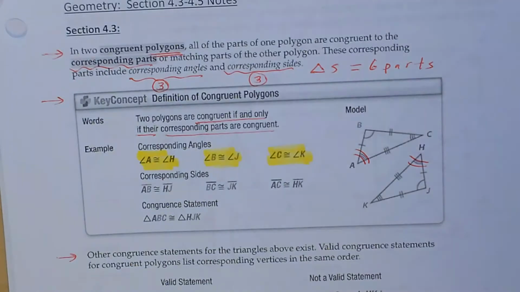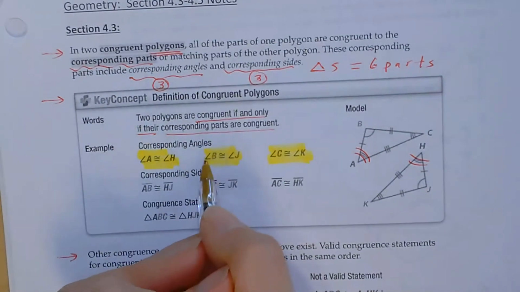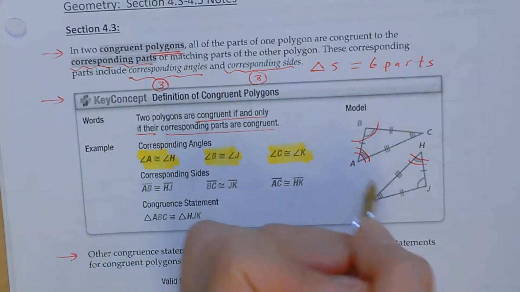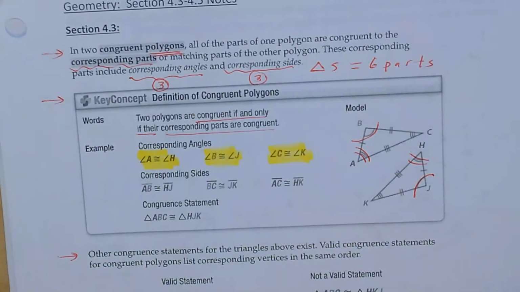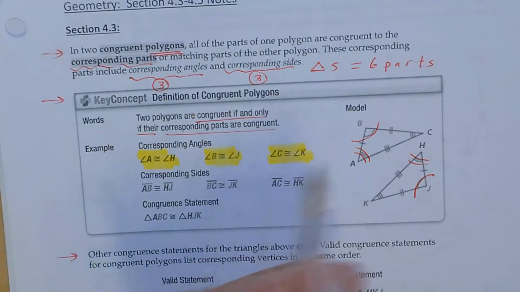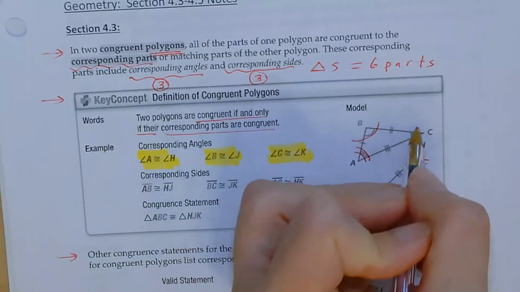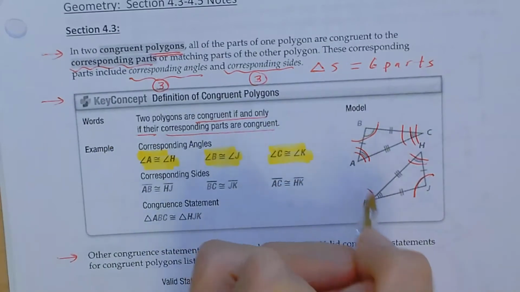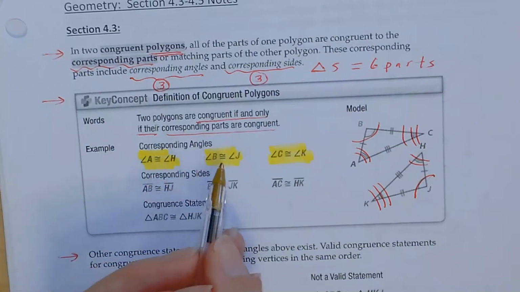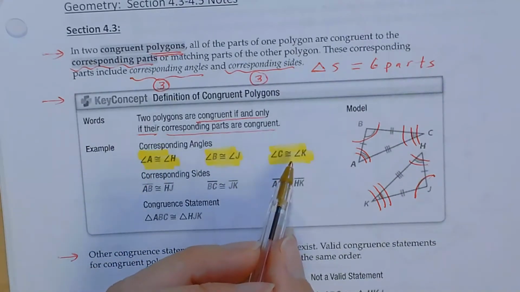All right, let's go to the next set of angles. Go to angle B, it has 1 arc on it. Go to angle J, it has 1 arc on it. So those 2 angles are corresponding and they're congruent. And then likewise, C has 3 marks and K has 3 arc marks. That means those angles correspond. So now you know that you have 3 sets of corresponding angles that are congruent.